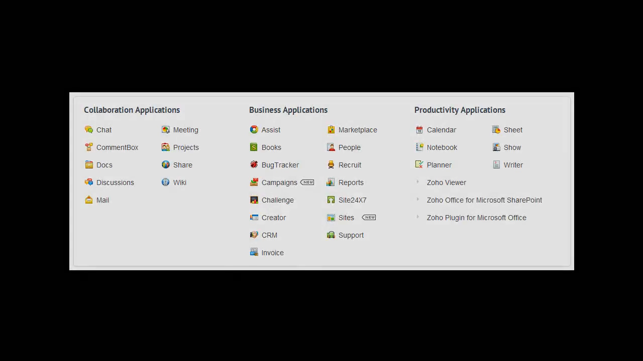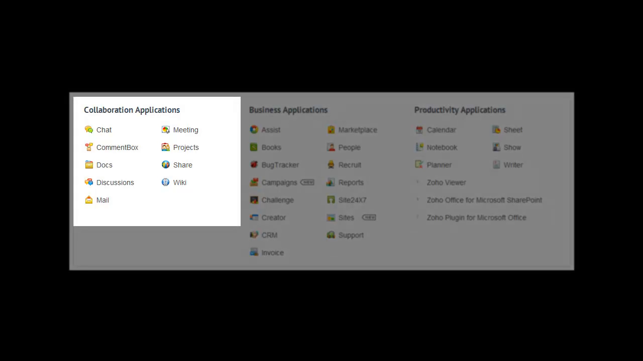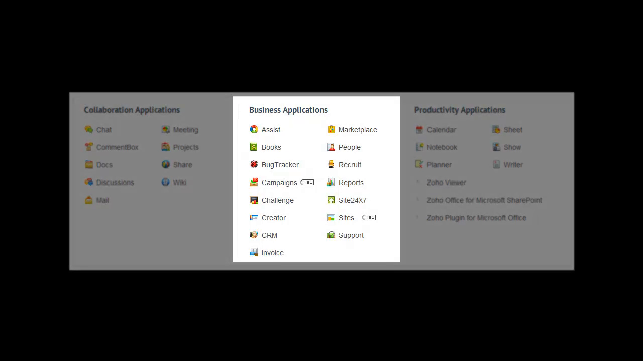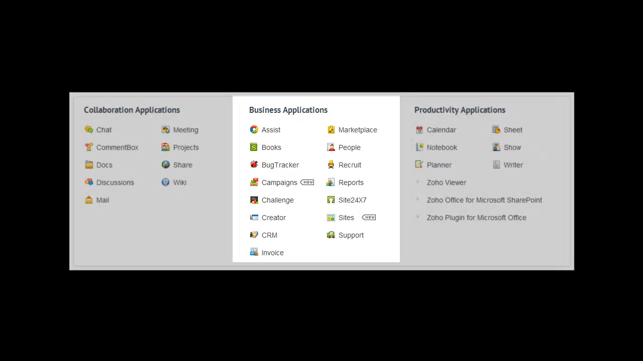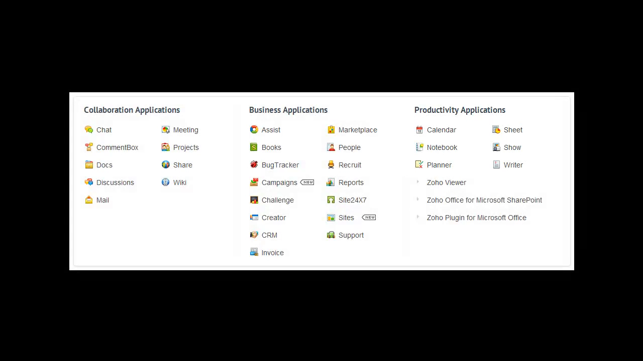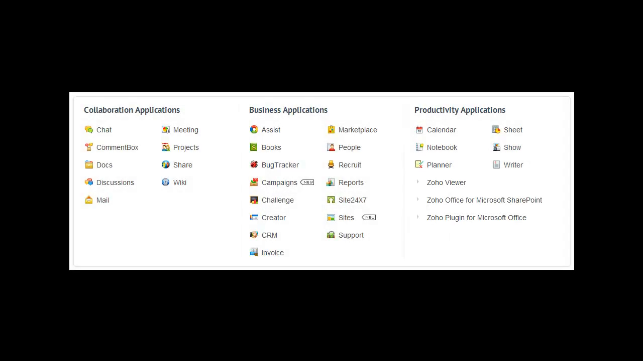In this video, we're going to take a quick look at the Zoho online work platform. Zoho offer a range of applications which you can build into your workspace. This includes collaboration applications such as project management and wikis, business applications such as customer relationship management and invoicing, and productivity applications such as calendars and notebooks. There's also some plugins available for Microsoft Office and SharePoint in case you just want to add Zoho's functionality to what you already have.